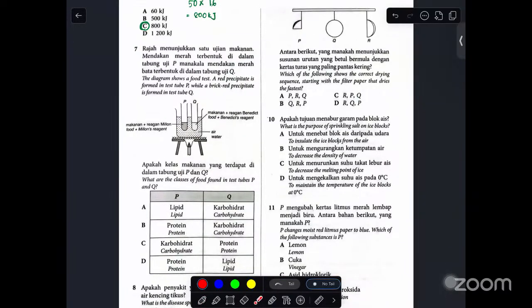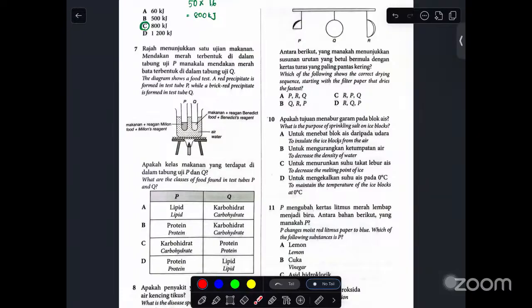Okay, rajah menunjukkan satu ujian makanan. Okay, it's a type of food test. Mendakan merah terbentuk di dalam tabung uji P. So, there are some red precipitate formed in test tube P dekat sini. Over here. Okay, and then mendakan merah bata terbentuk dalam tabung uji Q. So, brick red precipitate formed in Q. So, apakah makanan yang terdapat in P and also Q?